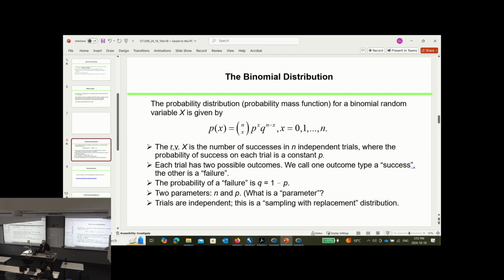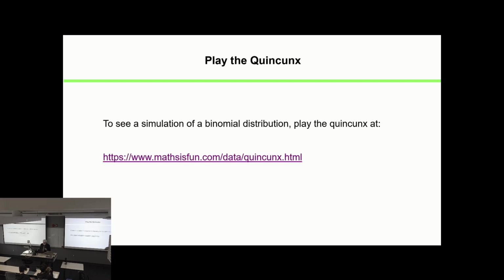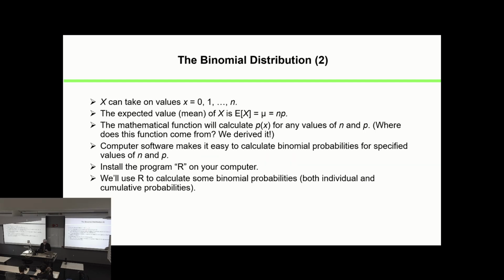Install the program R on your computer. We're going to use R to calculate some binomial probabilities, both individual and cumulative probabilities. I will be posting these slides, so I wouldn't worry about making notes. And we're also going to do a few simulations with R.